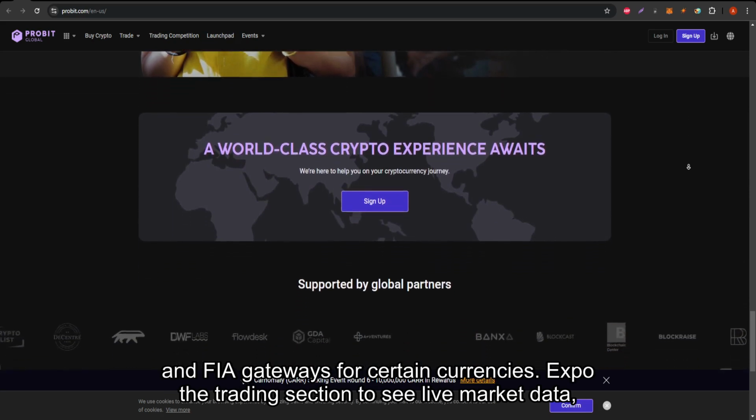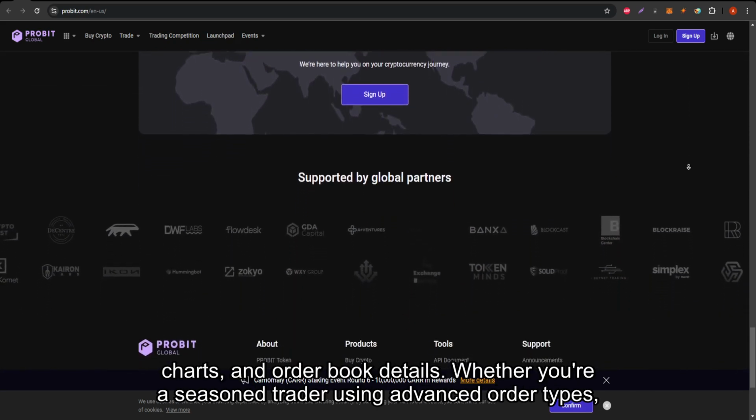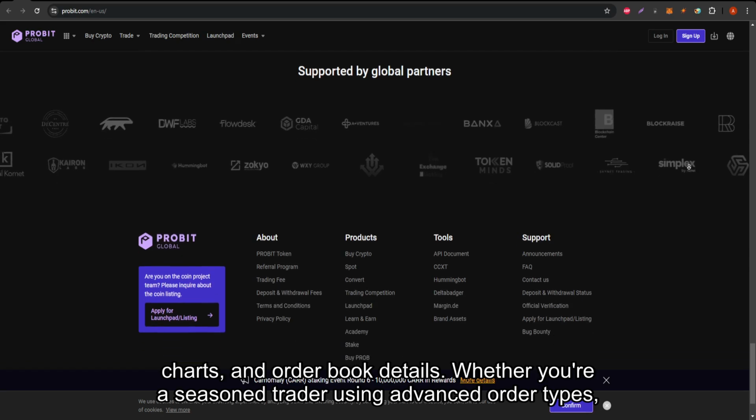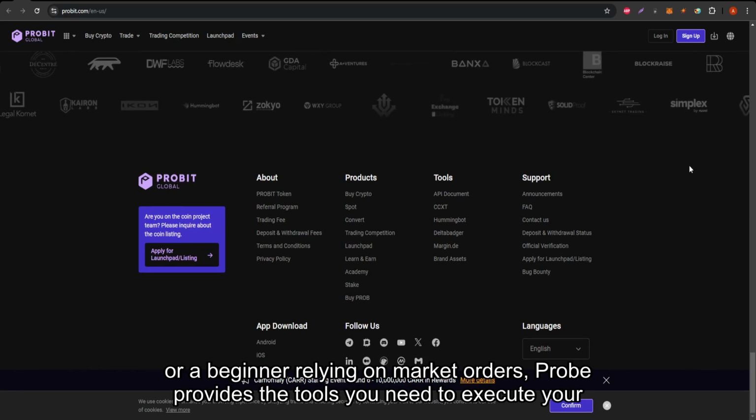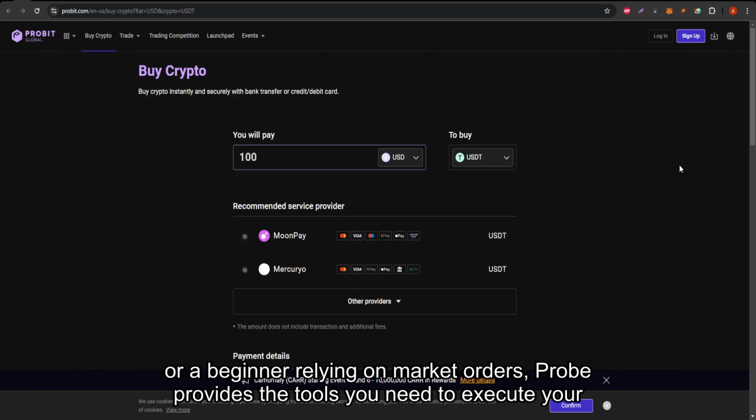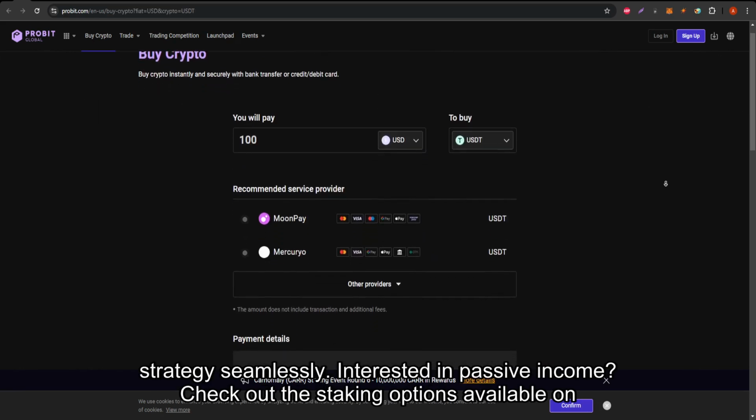Explore the trading section to see live market data, charts, and order book details. Whether you're a seasoned trader using advanced order types or a beginner relying on market orders, ProBit provides the tools you need to execute your strategy seamlessly.